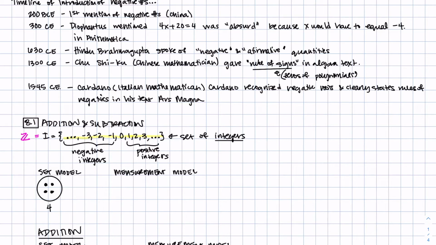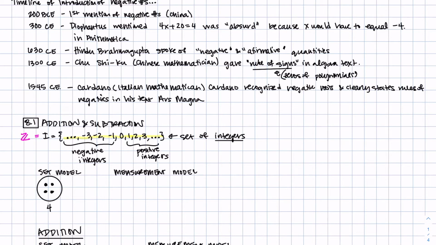and in 1300 CE, a Chinese mathematician mentioned the rule of signs. That's right, sorry, that says rule of signs. I couldn't even read my own handwriting there. In an algebra text, which relates to zeros of polynomials.